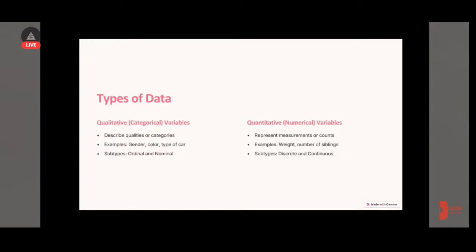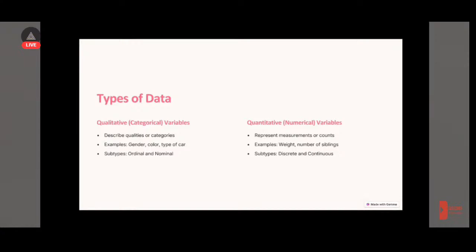And then under the subtype, we have the ordinal and the nominal. Okay, the ordinal variables are variables that are in order. For example, when we talk about the grade in class, we have A, B, C, D, E. Okay, so those are qualitative. And the easiest way for you to identify the difference between the two is that when we talk about qualitative, it does not involve a numerical value. So they are always categorical.